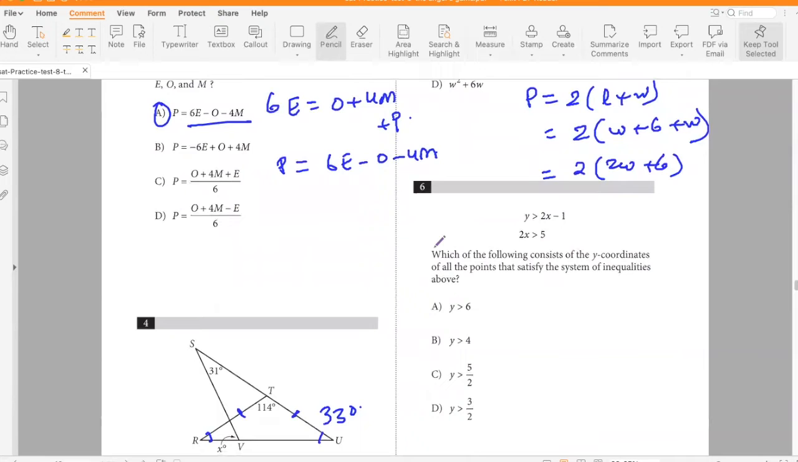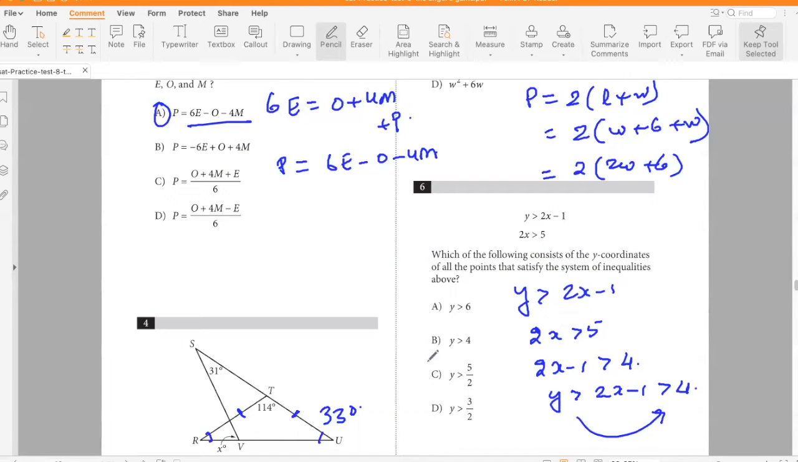Which of the following describes the y coordinates of all the points that satisfy the system of inequalities above? Okay, so y greater than 2x minus 1 and 2x greater than 5. So if 2x greater than 5, then 2x minus 1 is greater than 4. And since y is greater than 2x minus 1, which is greater than 4, I can say that y is also greater than 4. So B.